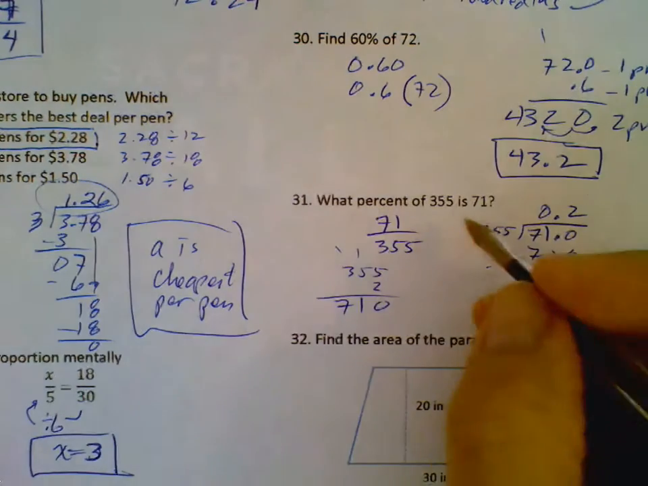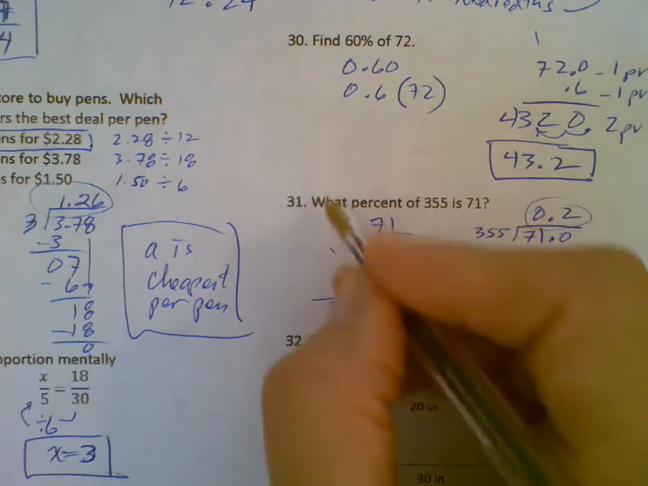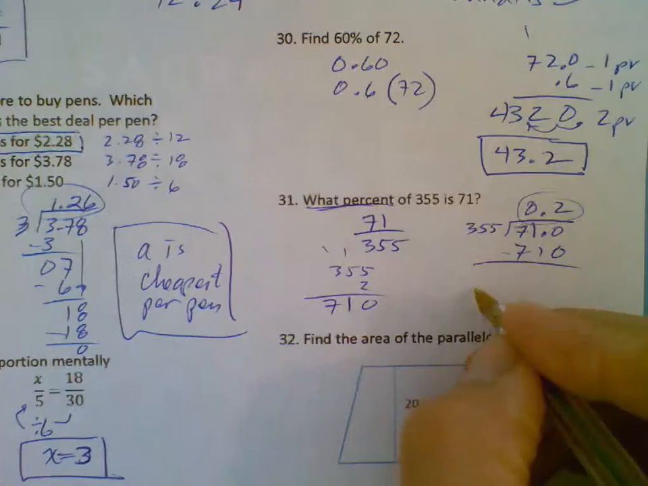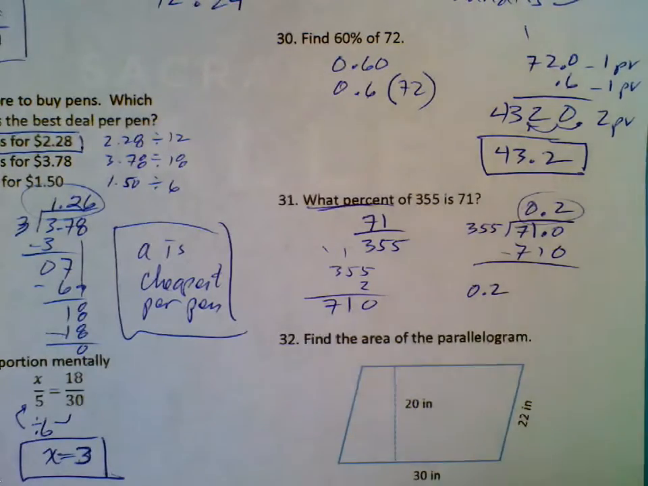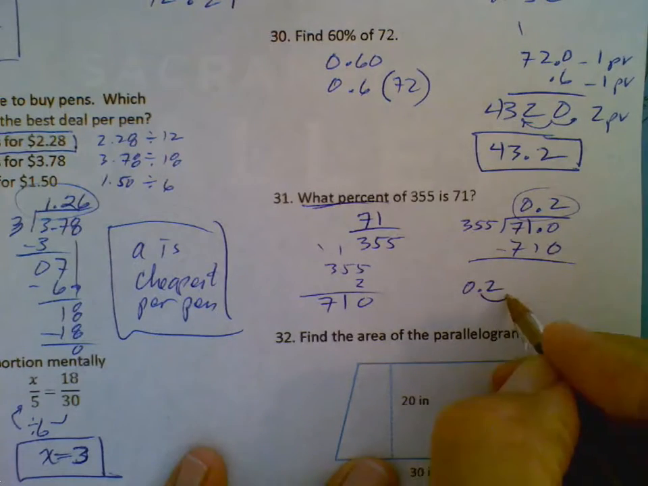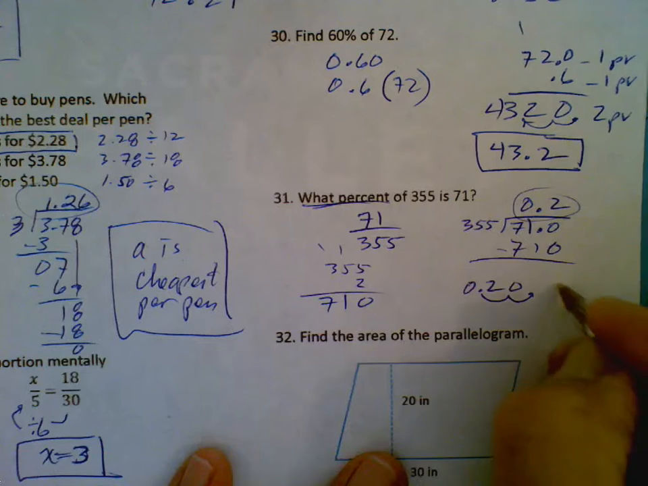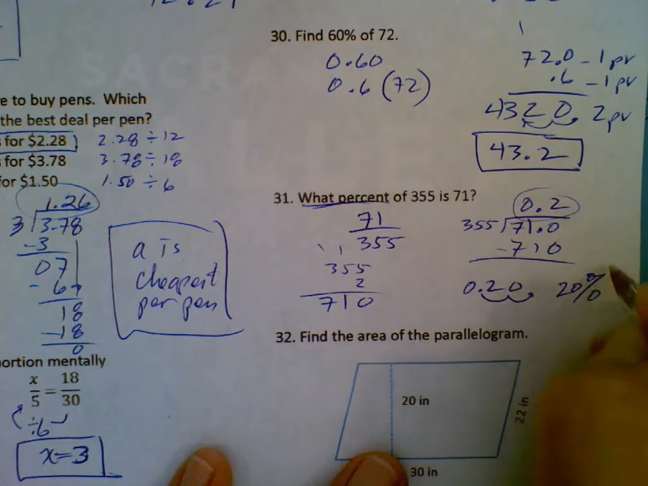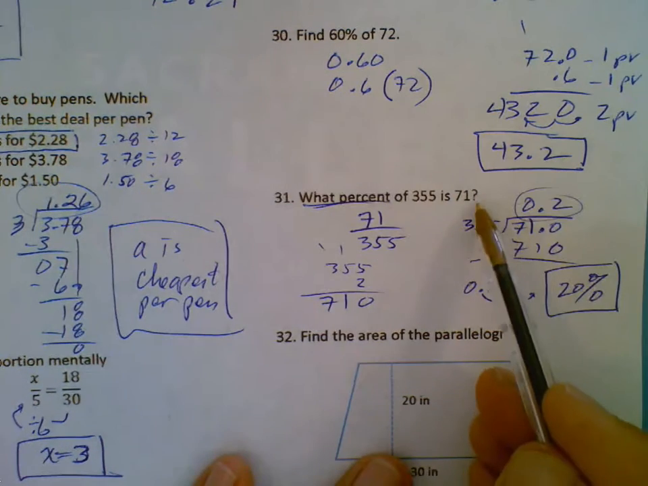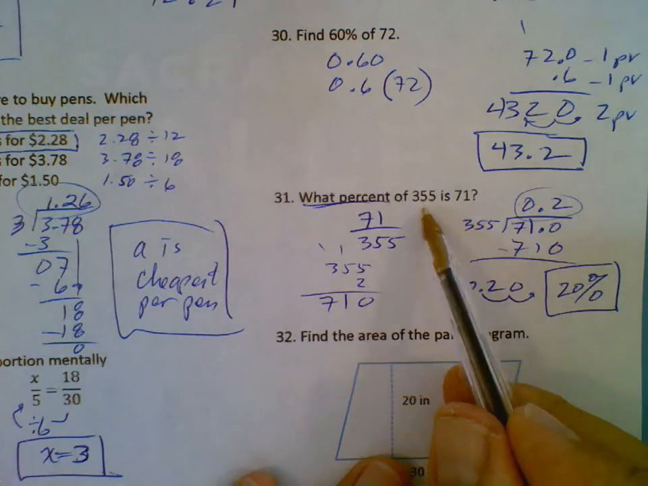So what percent of 355 is 71? I have 0.2. This is my decimal number, but it's asking what percent, right? So 0.2. This is the problem I did before. I moved the decimal point over twice, once, twice, and I have to fill in with zeros. So 20%. So 71 is 20% of 355.